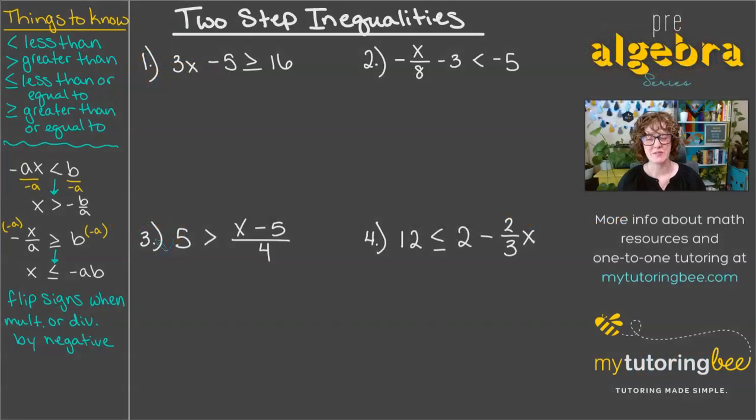All right, solving inequalities is very much like solving equations. The only new rule that we need to remember here is that when we are dividing or multiplying by a negative number, we need to flip around that inequality symbol. Otherwise, it's exactly the same. So let's go ahead and get started with this first problem. We've got 3x minus 5 is greater than or equal to 16.